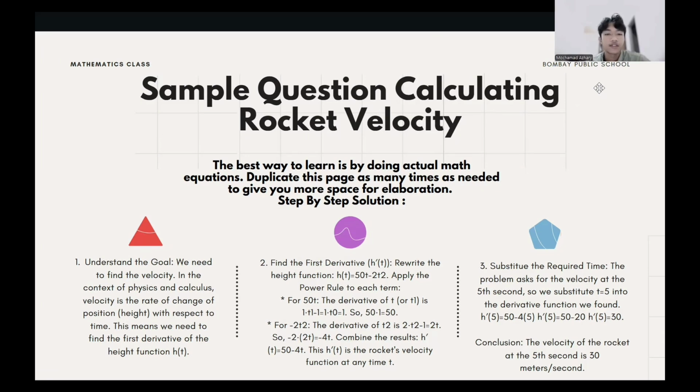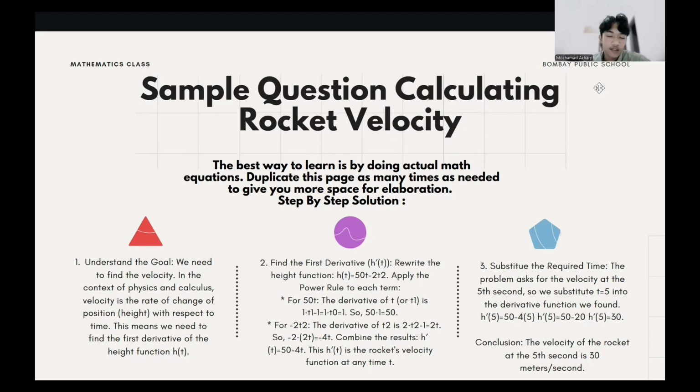The best way to learn is by doing actual math equations. Duplicate this page as many times as needed to give you more space for elaborating the step-by-step solution. First, understand the goal. We need to find the velocity in the context of physics and calculus. Velocity is the rate of change of position, or height, with respect to time. This means we need to find the first derivative of the height function h(t).